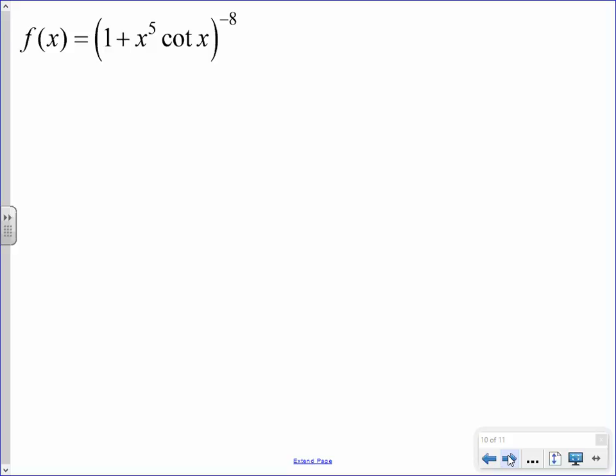Okay, this one's pretty obvious to tell what's inside, right? We have 1 plus x to the 5th cotangent of x inside of our something raised to the negative 8 power, right?